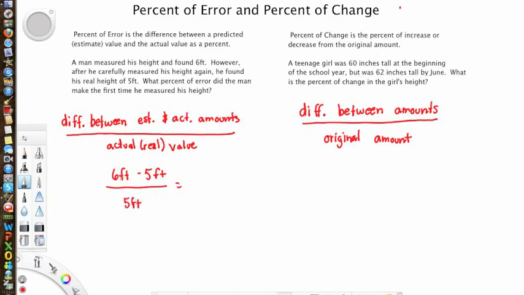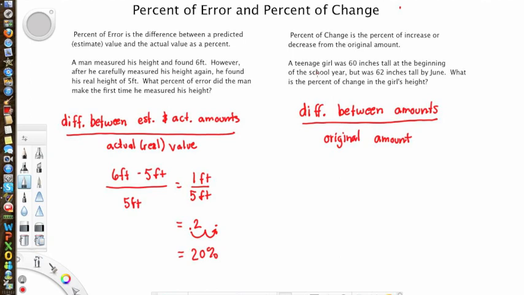Well, let's subtract here. 6 feet minus 5 feet is 1 foot over 5 feet, and when we do the division, we're going to get the answer of 0.2, and we know in order to change a decimal to a percent, we simply move the decimal point over 2 places to the right, and our final answer will be 20%. So there's a 20% error here with the actual and the real values.